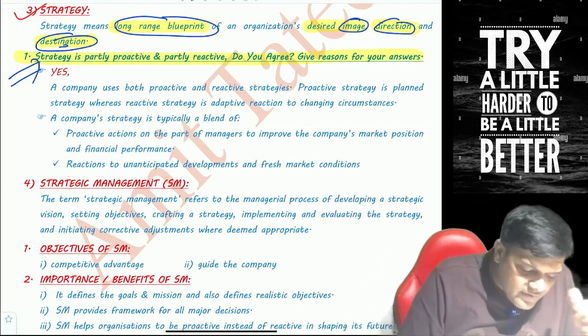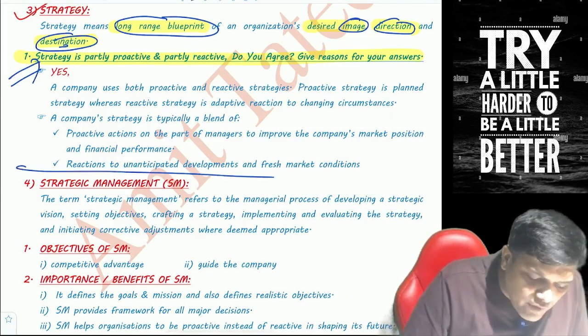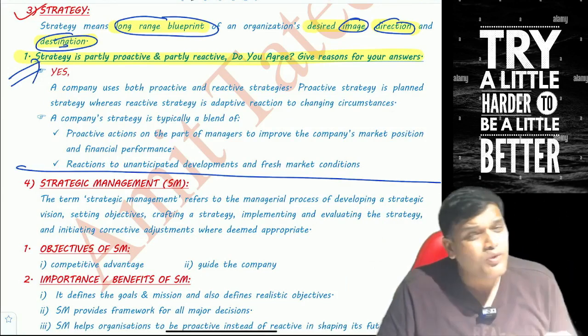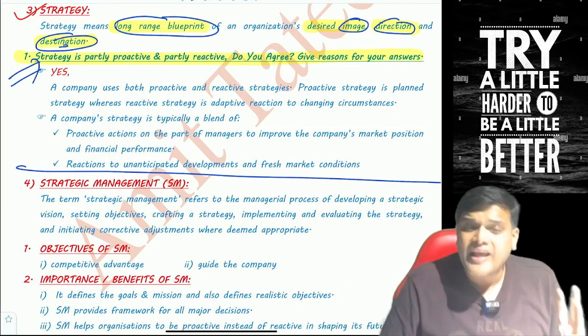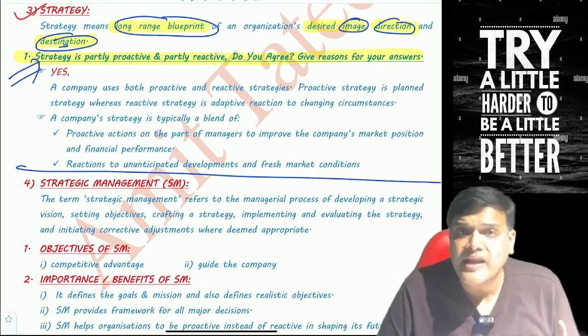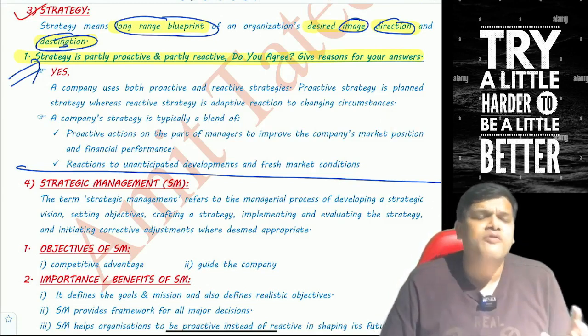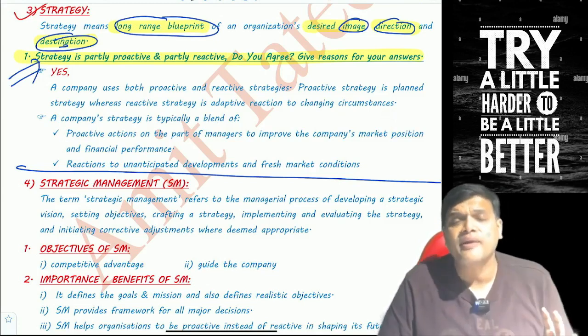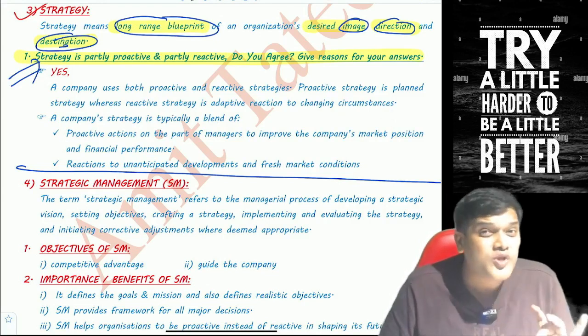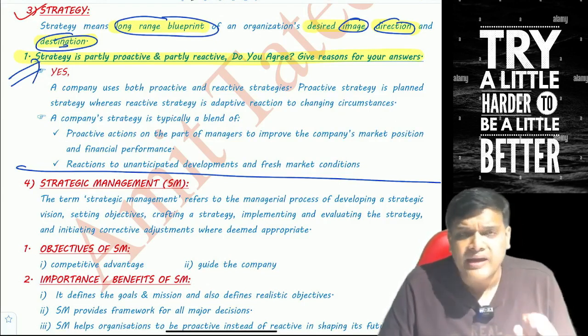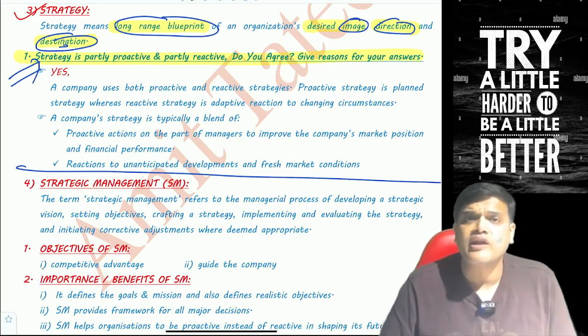Everybody clear? So this is the first part of your syllabus, where we discuss definitions. We have discussed three concepts right now: one is policy, second is management, and third is strategic management, where we discuss how strategy should be. So make it clear, strategy should be a blend of proactive and reactive. Everybody clear?